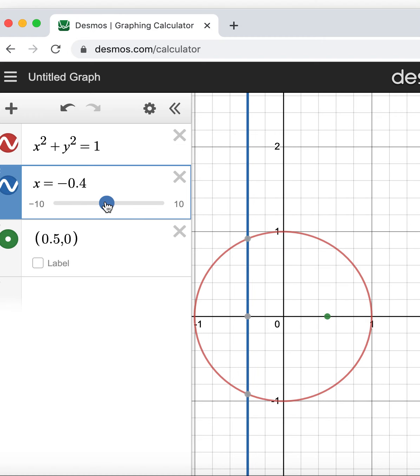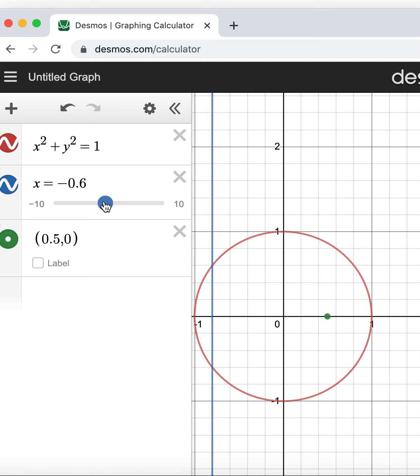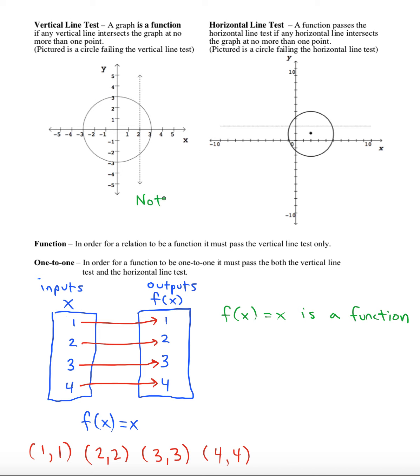We can move our vertical line around, and it fails that vertical line test at an infinite number of different positions here. A circle is not a function.